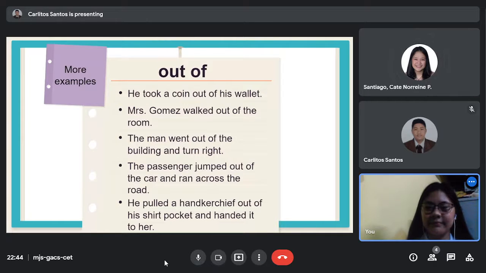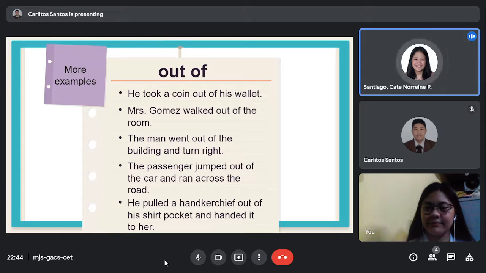Out of. First, he took a coin out of his wallet. Second, Miss Gomez walked out of the room. Third, the man went out of the building and turned right. Fourth, the passenger jumped out of the car and ran across the road. And for the last one, he pulled a handkerchief out of his shirt pocket and handed it to her.